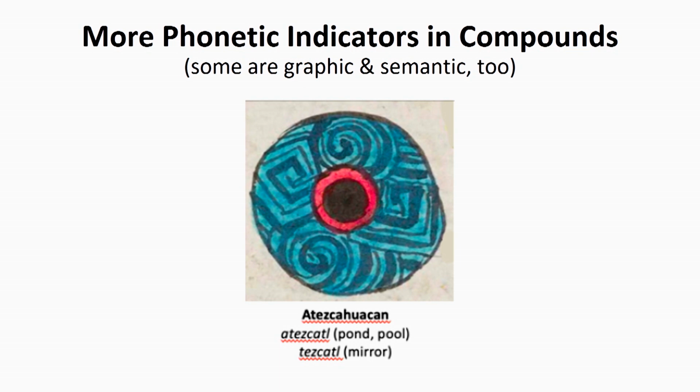Just a few more examples. I love all of these. I'm sharing the term for pond, this round, blue, swirling water, is a pond as opposed to a lake or a river or what have you. And the reason we know that, the word for pond is atezcatl, and this pond has a mirror in the middle, and the word for mirror is tezcatl. So it's saying, this is not just any body of water, this is an atezcatl. And that's the clue, that little black mirror with the red ring around it.